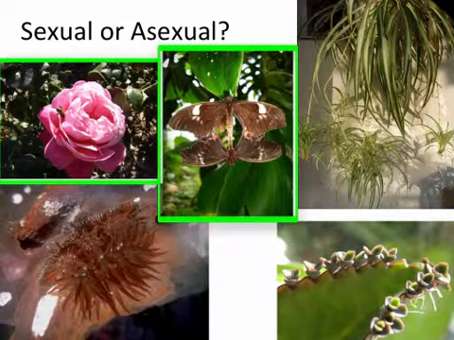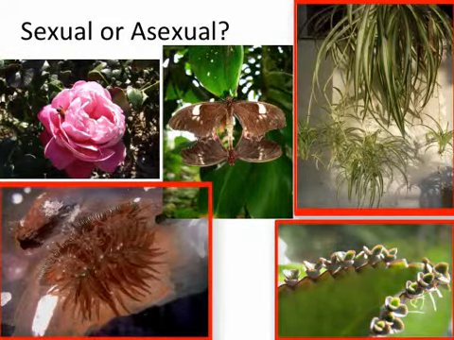These pictures here show sexual reproduction. The flower reproduces when the pollen and the ovum fuse together. The bee will also reproduce by sexual reproduction, and as you can see, these two butterflies here are mating, a male and female.